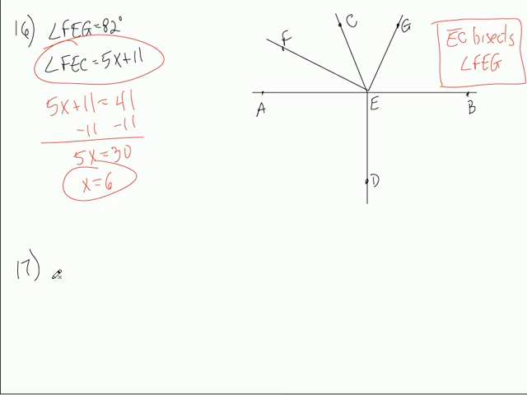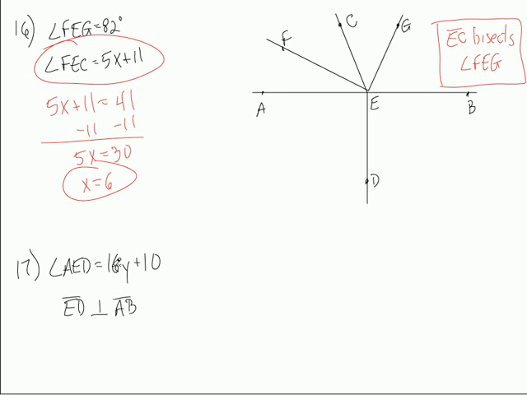It says if angle AED, so let's write that down, angle AED equals 16y plus 10. It says find the value of y so that ED is going to be perpendicular, right? That's that symbol for perpendicular, AB.